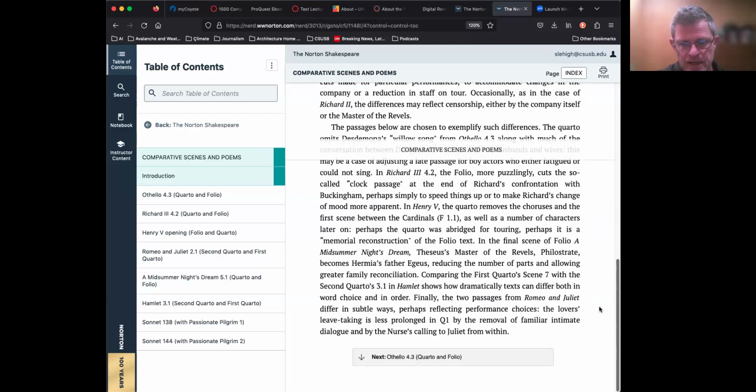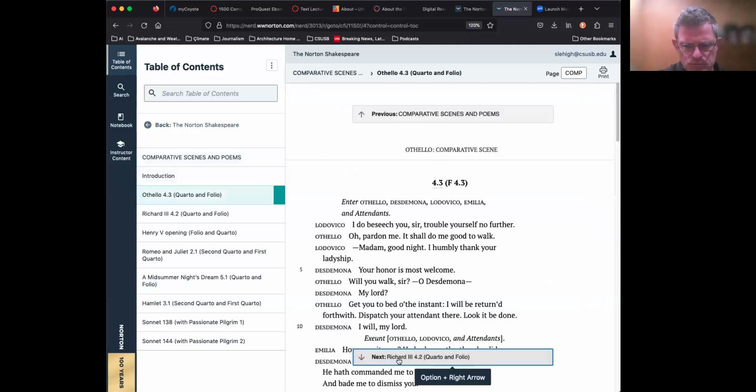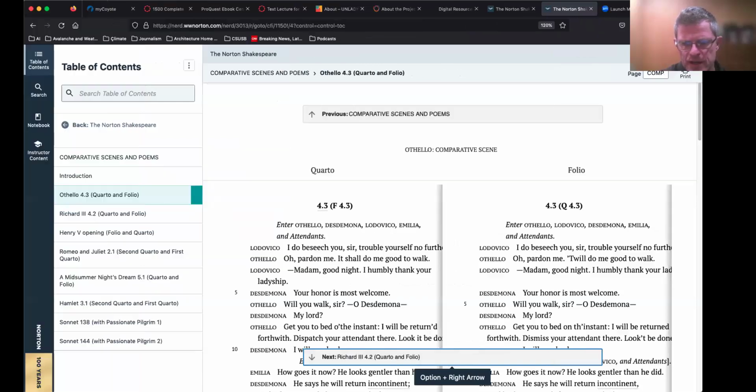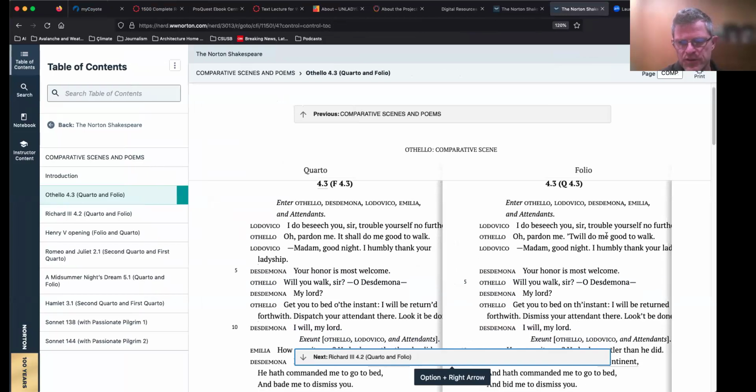editors, right? And so if we scroll down, I don't want to read that whole thing, but if we scroll down to the bottom of this, it gives you alongside each other a whole bunch of important examples of this. So one from Othello, Act 4, Scene 3, with the quarto and the folio, right next to each other, right? If I make it a little bigger in order to see it.